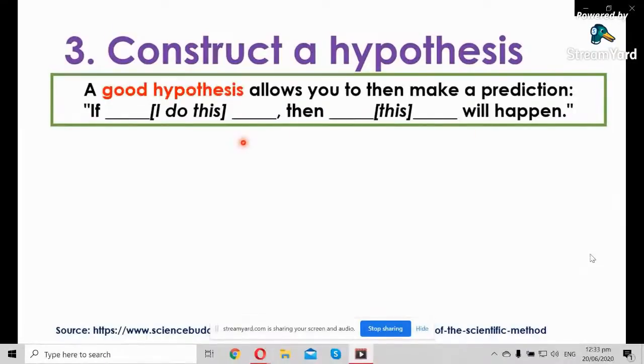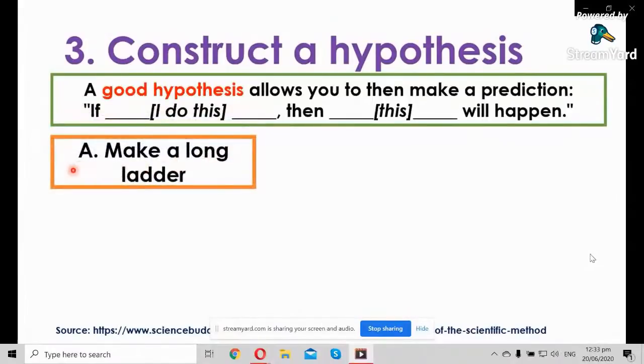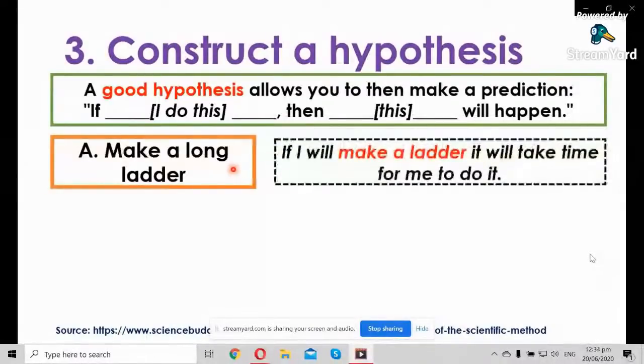Let's try from our background research. We have option A, make a long ladder. How do we construct a hypothesis of this, using this sentence? It will be, if I will make a ladder, it will take time for me to do it. This is how it looks like.